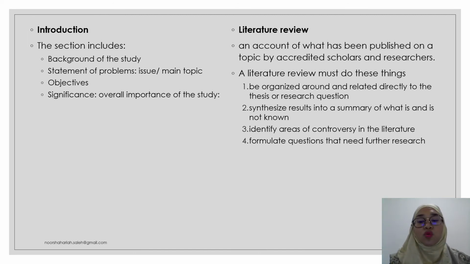Four, formulate questions that need further research. When you have a collection of reviews, you will know which part has not been covered. This is what we call the research gap. It will lead you to look into the part that has not been discovered, and you can come up with a new or fresh topic or research for your own study.